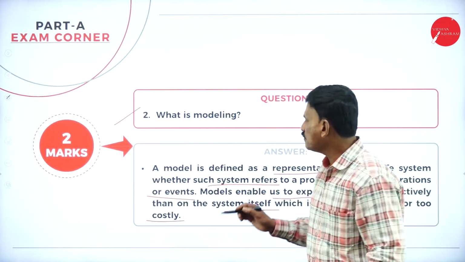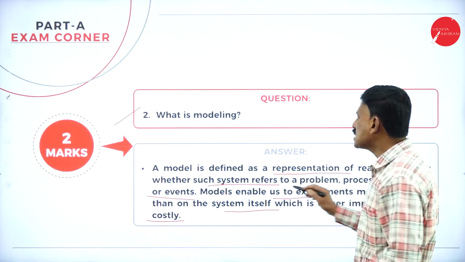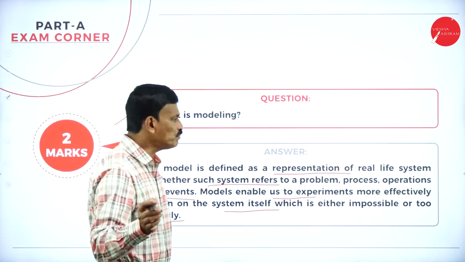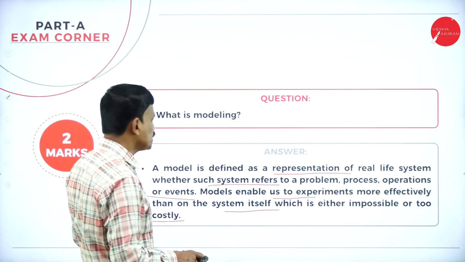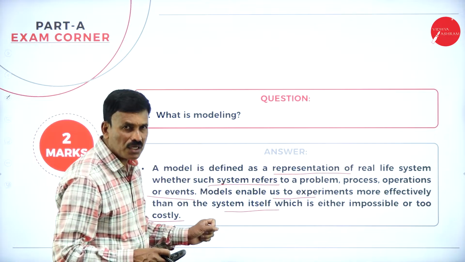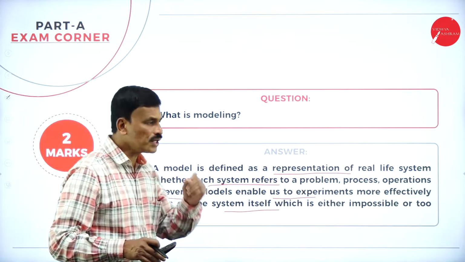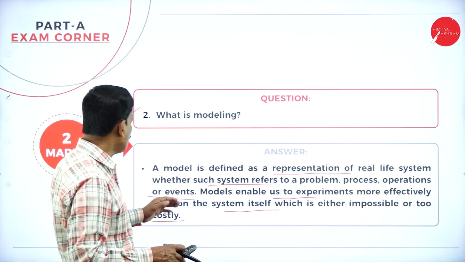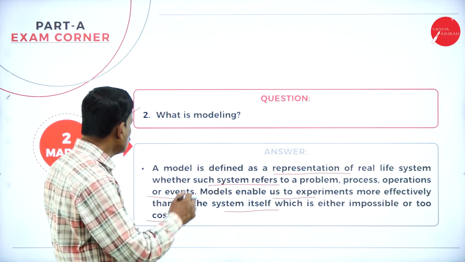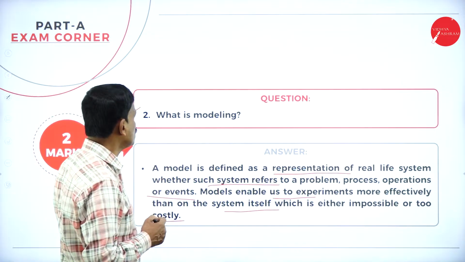So a model is defined as the representation of a real life system, whether such a system refers to a problem or process or operations or events. That is called a model. And the model enables us to experiment more effectively than on the system itself, which is either impossible or too costly. If you write this much, you will get 2 marks for this question.